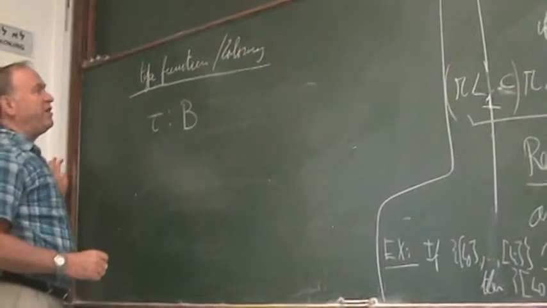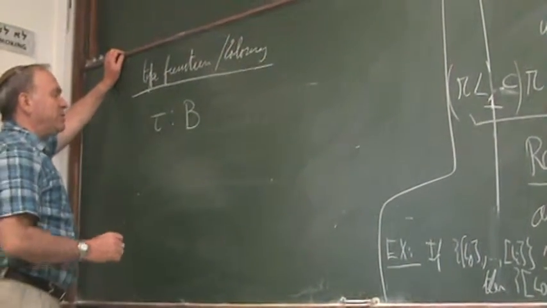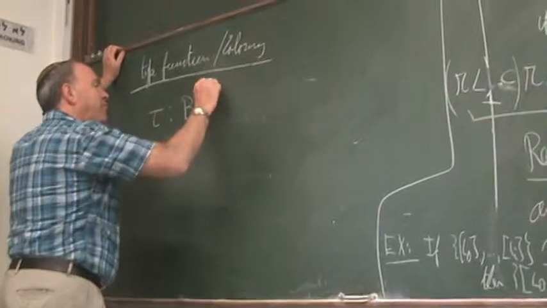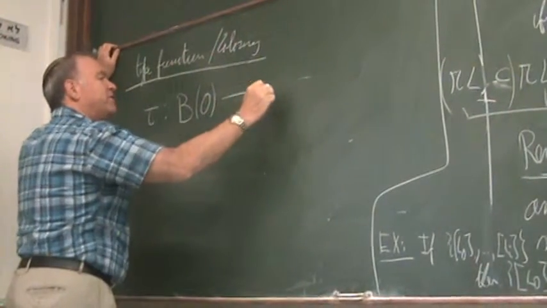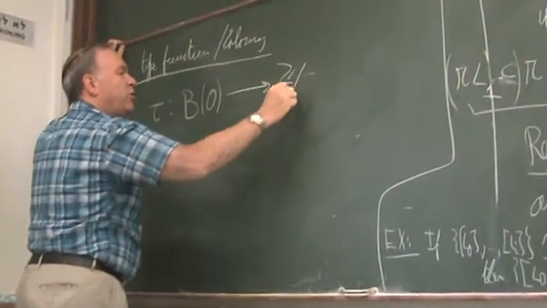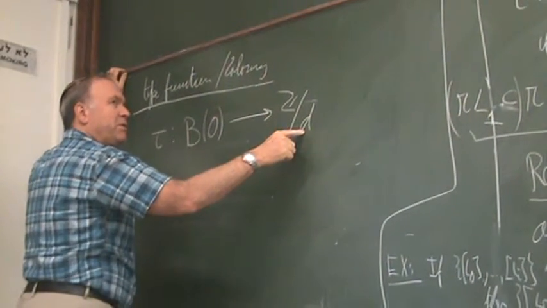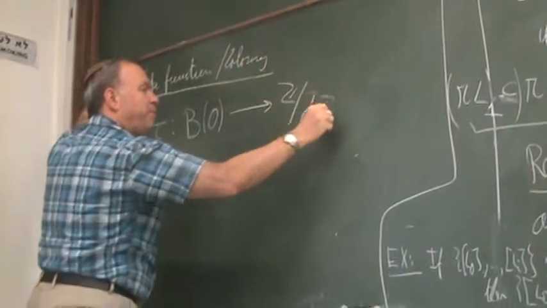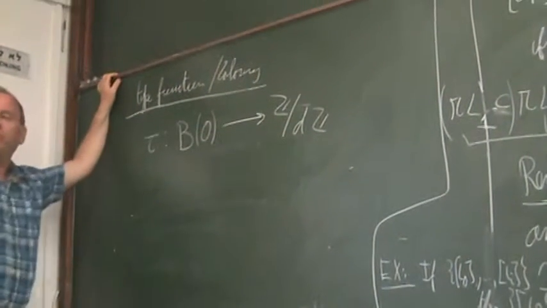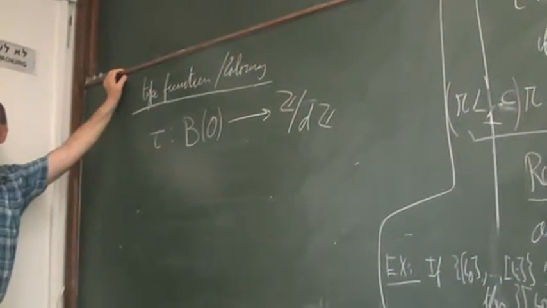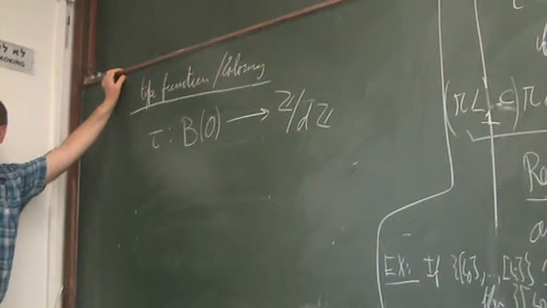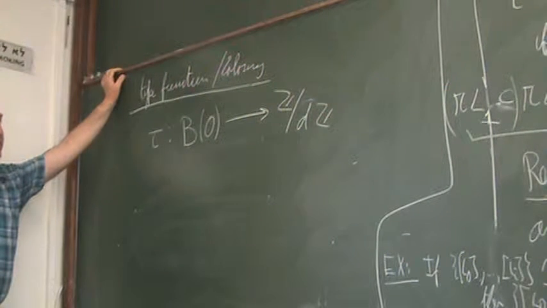now I want to define the coloring, the type function. So I'm going to give a coloring to the vertices, and that's going to be a number between 0 and d. So I prefer to think about it as an element of the group Z mod dZ, and I will do it in the following way.